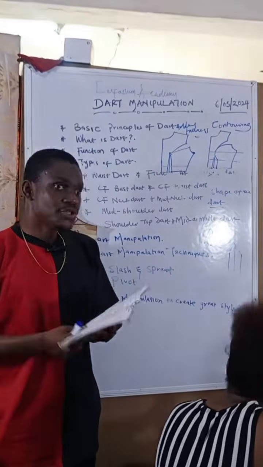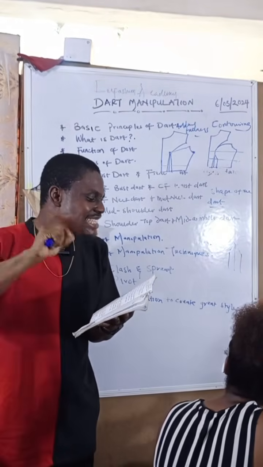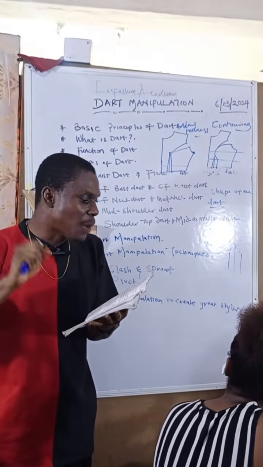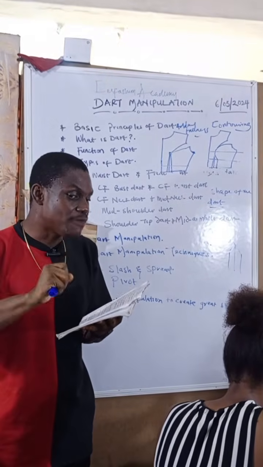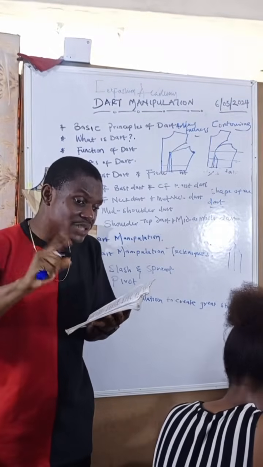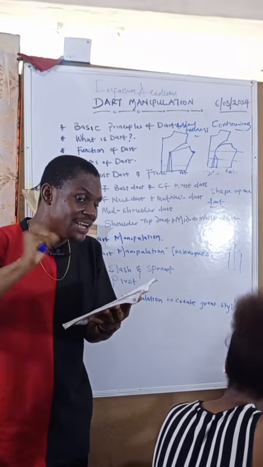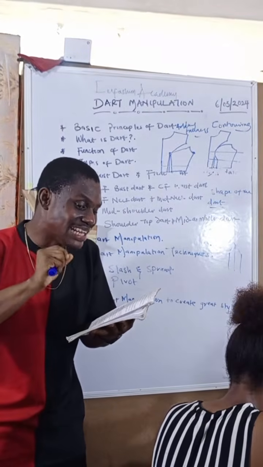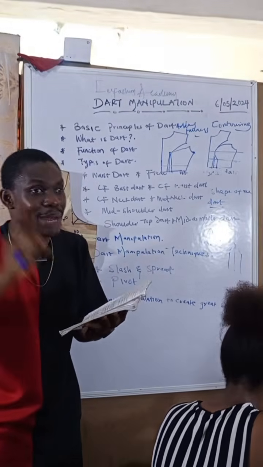So let me first of all define contouring. This is the removal of extra space from the garment to allow the garment to properly fit the wearer. Like I said, this is the removal of extra space from the garment to allow the garment to properly fit the wearer. Contouring helps the dress to follow the natural curves of the body rather than hanging loosely over the hollow areas around the bust and the shoulder blades.